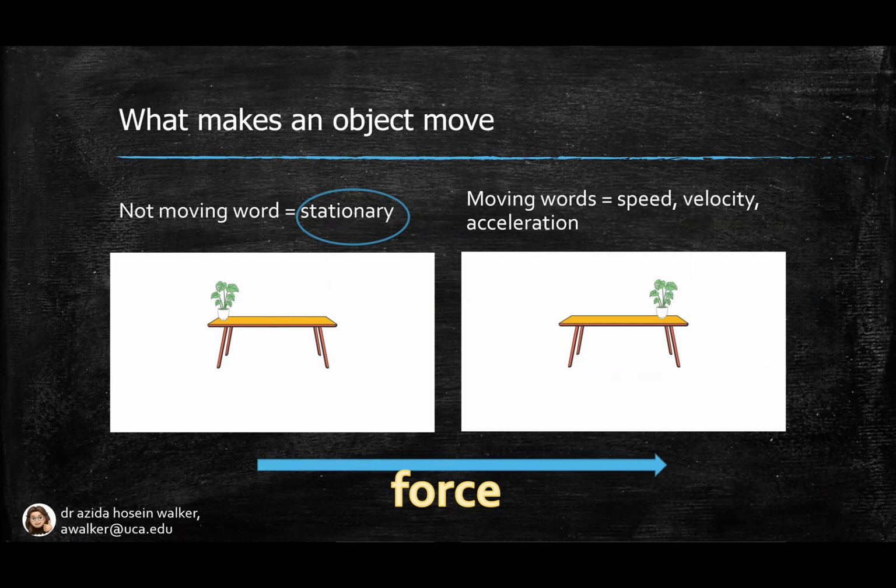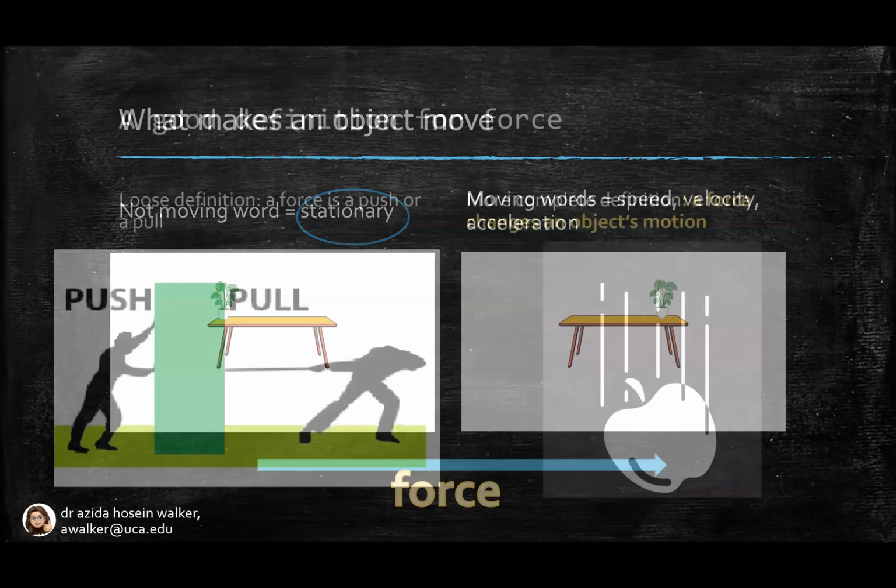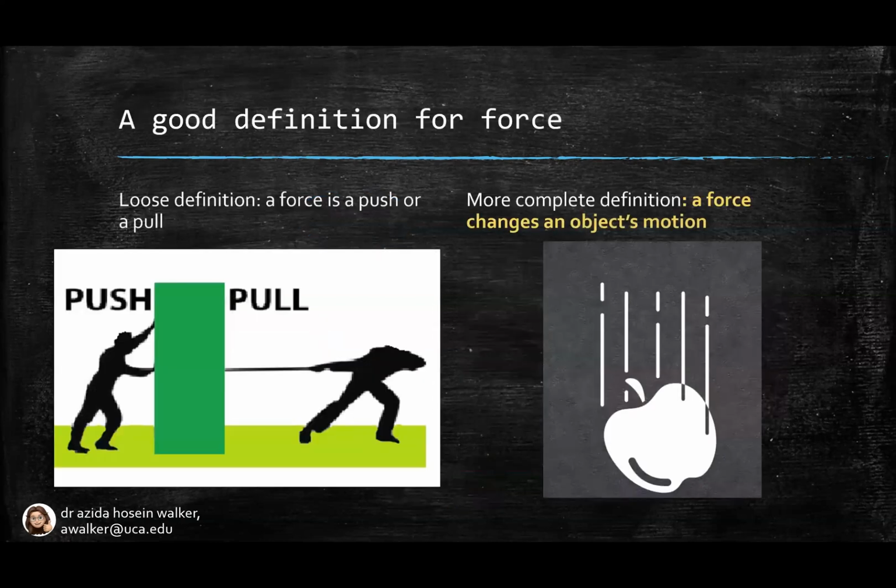The thing that caused that change in motion was a force. A good definition for a force is that a force changes an object's motion. You may have seen some loose definitions around defining a force as a push or a pull. This is correct, but a more accurate description is to change an object's state of motion. If it's at rest, it's going to make the object move. If the object is moving, it's going to change its motion, either increase or decrease its velocity as it's moving.